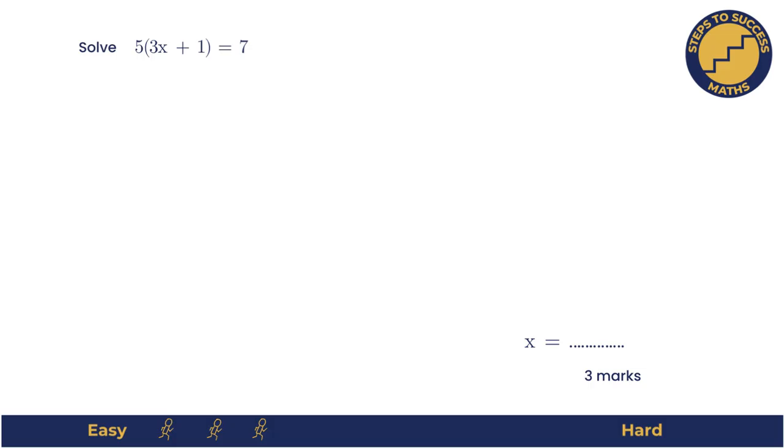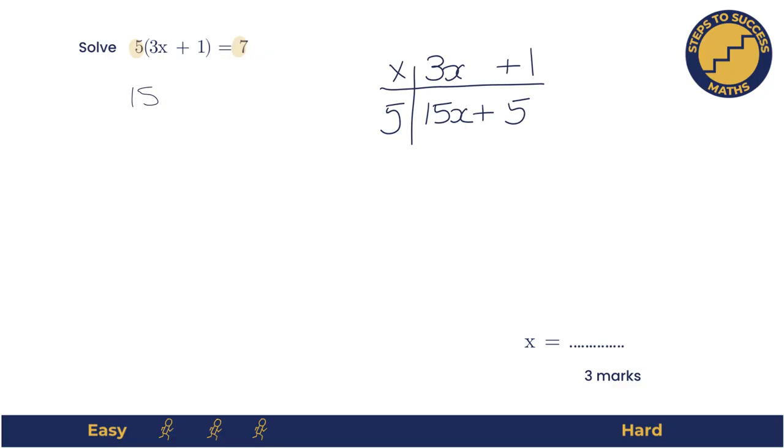Solve 5 bracket 3x plus 1 bracket equals 7. Okay, so this time the 5 doesn't divide into 7. So we need to multiply out the bracket before we solve the equation. So I use a table to multiply out the bracket. I write the 5 here, and then what was in the bracket here, 3x plus 1. And I'm multiplying. 5 times 3x is 15x, and 5 times 1 is 5. So I've got 15x plus 5, and I put that back with my equation, equals 7. And this is what we're going to solve.